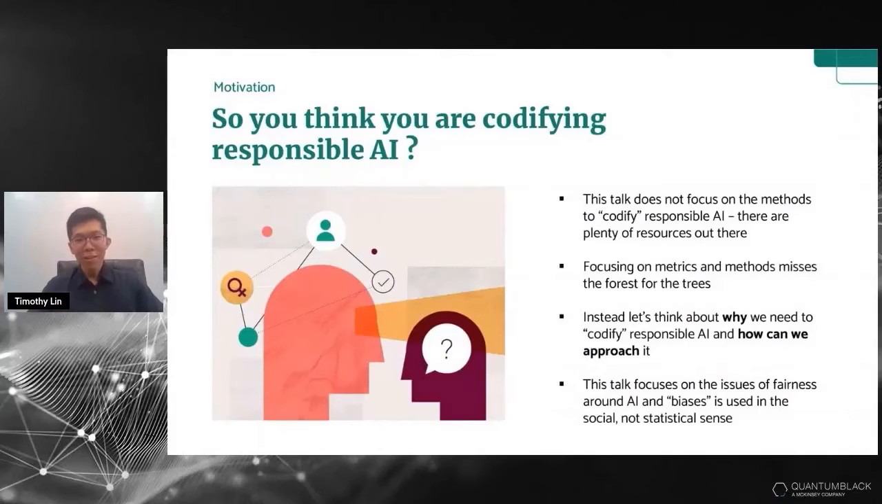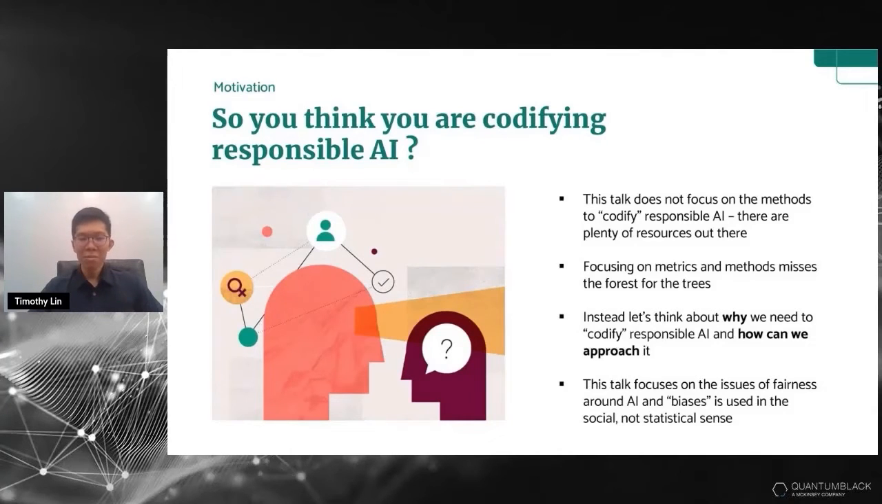So if you enter the talk thinking we are going to be talking about the methods, how to code responsible AI, I'm afraid this is not the right talk for you. There are plenty of resources out there on the web. You can check out the different toolkits, Fairlearn, IBM 360, etc., that talk about how you can possibly code responsible AI. But I think that focusing a lot on the methods and metrics sort of misses the forest for the trees.